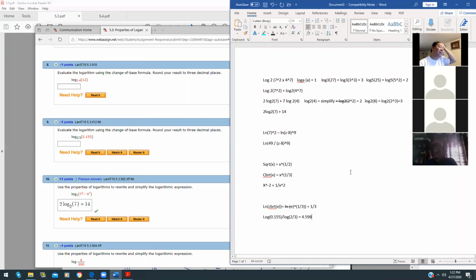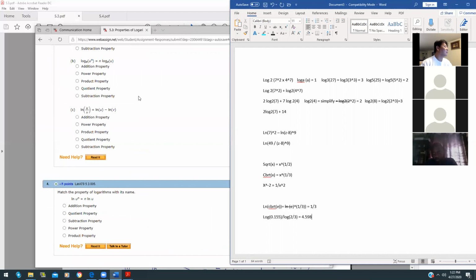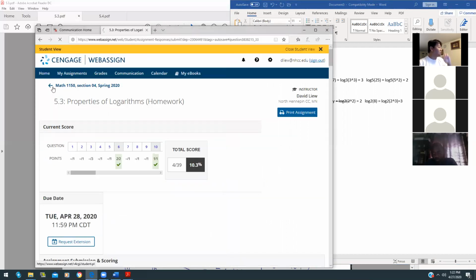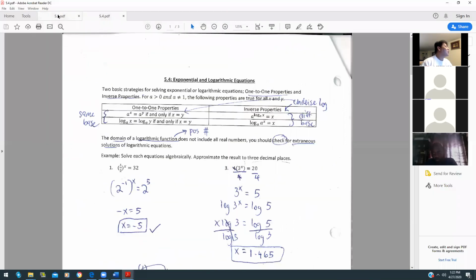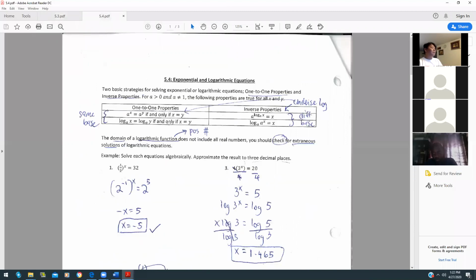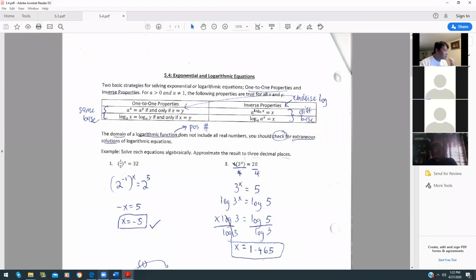Class, if you don't know how to calculate this, you're going to have a tough time in the next section 5.4, I can tell you that. Okay. So we're going to move on to 5.4 here. This is where we begin to solve equations. So we begin to solve exponent and log equations, which is very, very important.